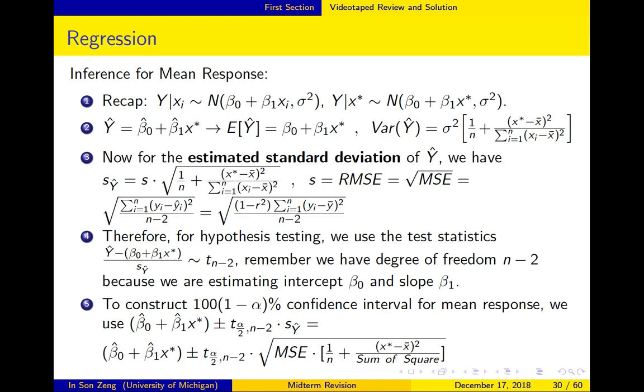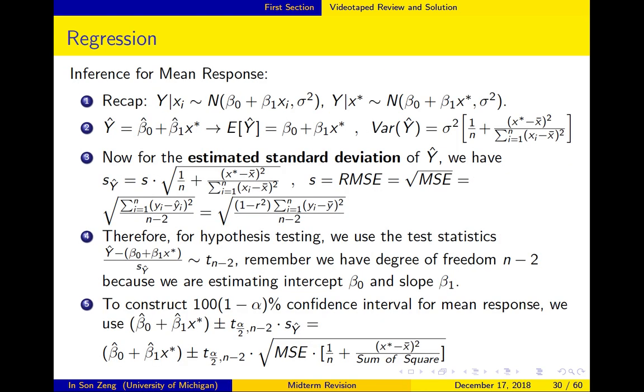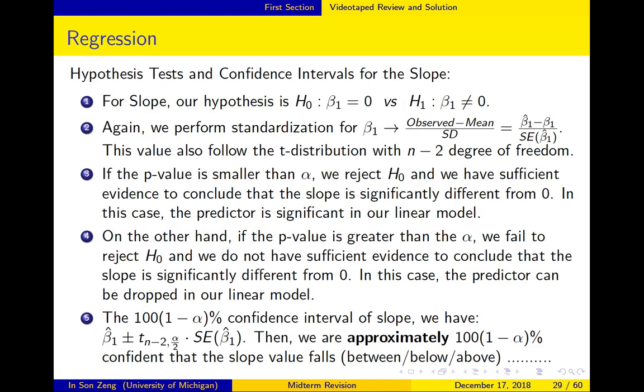This is the third part of the regression review, which focuses on the inference for future response and the inference for future observations, which is also called prediction interval. Let us recapitulate for the linear model.